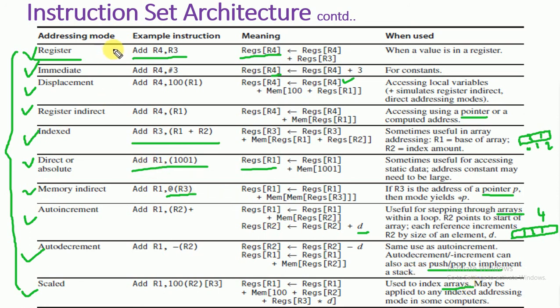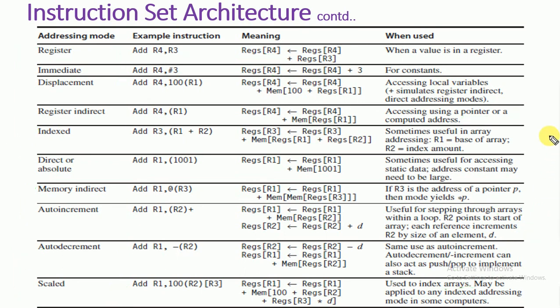So these are the various addressing modes present with various processors, with some examples just for understanding what these addressing modes actually are, which are used with many microprocessor architectures. I hope it is clear.